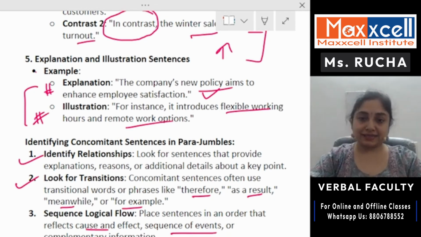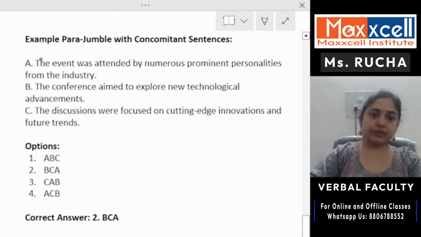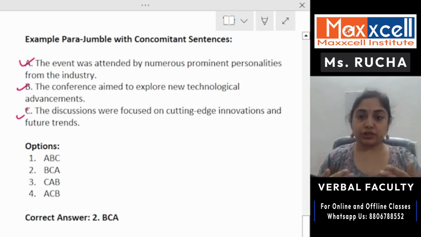Now let us apply the knowledge we have just gathered in one of the examples. Let us read the question first, right? The question remains the same, guys. These are the three sentences that are given, which we have to rearrange in correct order, right? Let us read the sentences first.